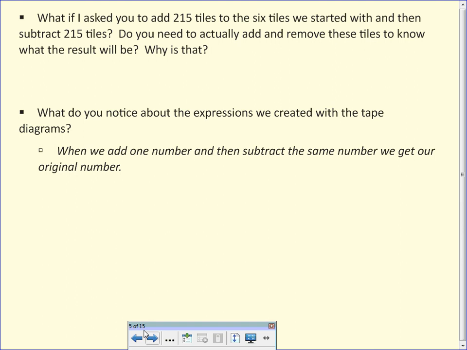So, if I had a certain amount of tiles, okay, say 6, I have 6 tiles. If I add 215 and then take away 215, how many do I have? Everybody? 6. So what do we notice about the examples that we did with the tape diagrams?